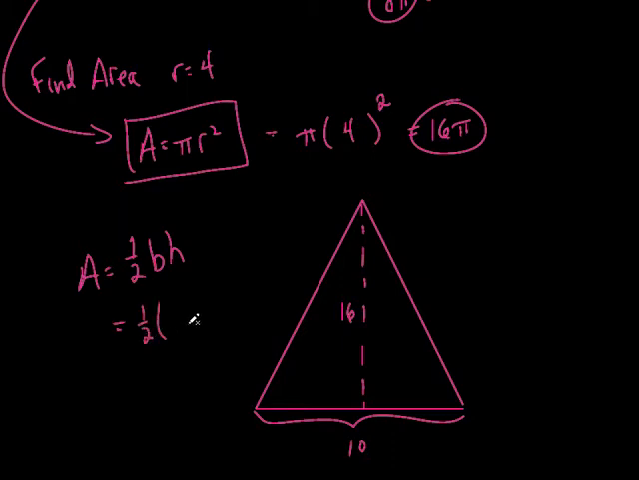So it's 1/2. The base is 10. The height is 16. You can do it anyway. 160. Half of 160 is 80. So that's your area of the triangle. So many people didn't do the half. You got to have the half right there if it's a triangle. I don't even know if I have that one on the test or not, but just in case, there you go.